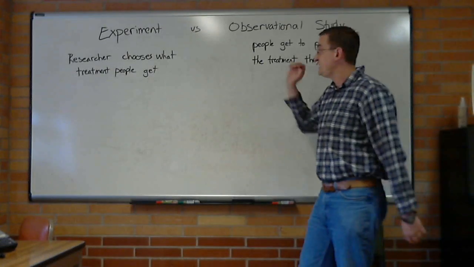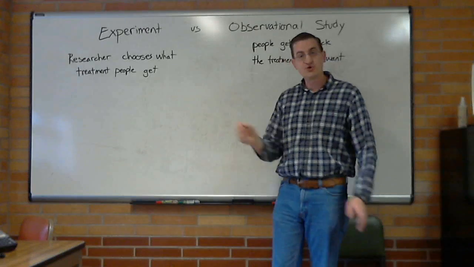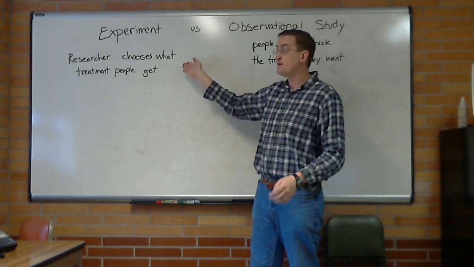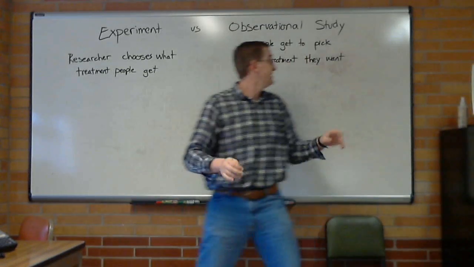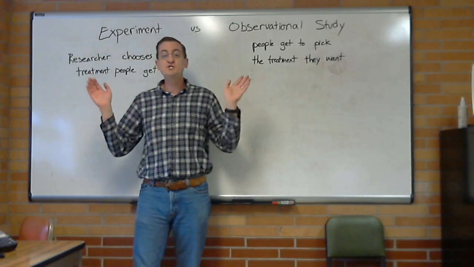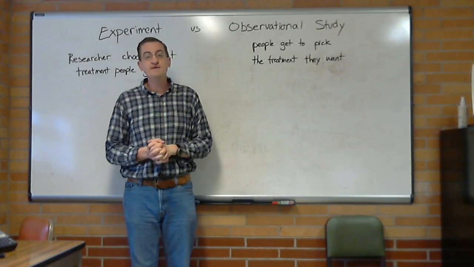What's the difference? In an experiment, the researcher or the statistician or the people doing the survey get to pick what treatment the people get. Now, for an observational study, people get to pick their own treatment. So which one is better? Well, let me give you a scenario.